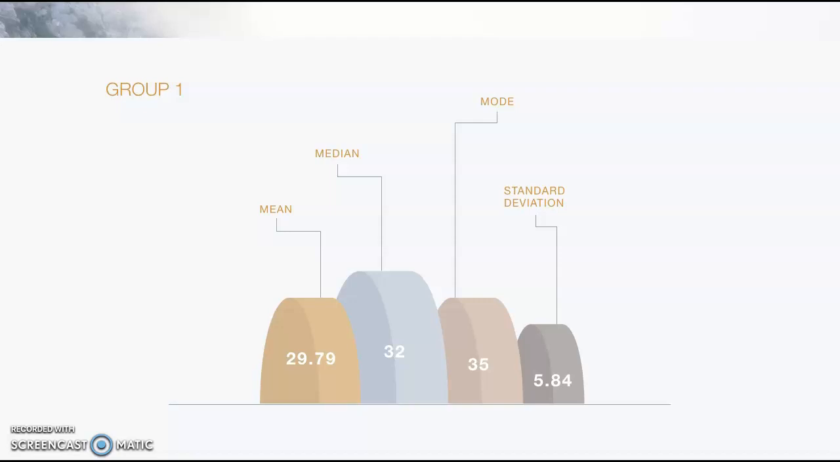So essentially, I calculated this using the average function and figured out that the mean of group 1 was 29.79. The median was 32. Again, pretty easy to type in a function to find the median. And then for the mode, I found that group 1 scored most commonly at 35. So that's actually the 100% mark.